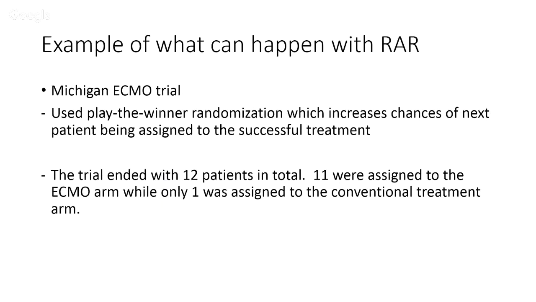So now I'm going to talk about an example of what can happen with a response adaptive randomization trial. The Michigan ECMO trial studied the effectiveness of extracorporeal membrane oxygenation in patients with respiratory failure. This trial utilized response adaptive randomization and used the play the winner randomization technique, which greatly increases the chances of treatment assignment based on previous outcomes. This trial ended with a total of 12 subjects across 2 treatment arms.